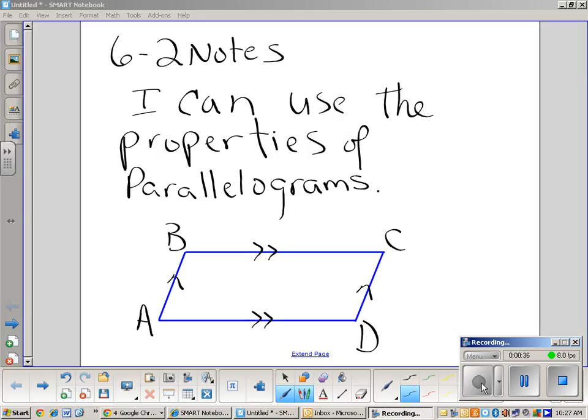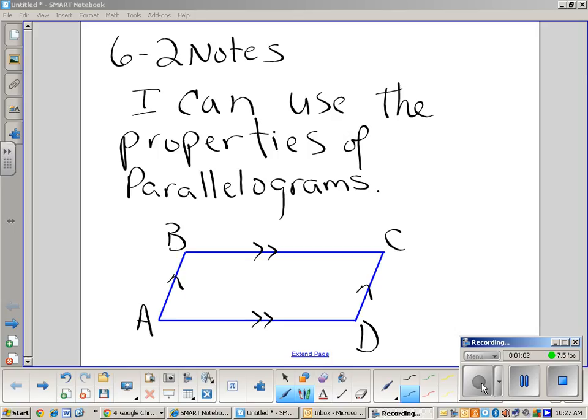Now, I want you to think back to items that tie in with parallel lines and a transversal. So if I took line BC and line AD, I really have two transversals. I have the transversal A to B, which can extend out, and I have the transversal D to C. Okay?